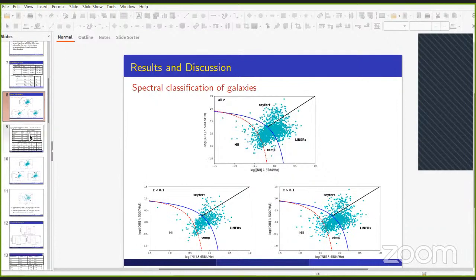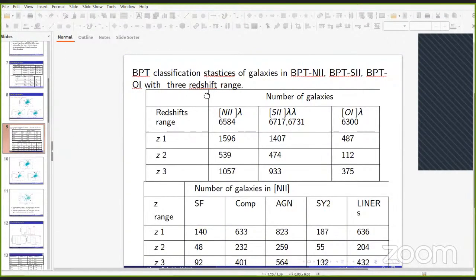And I choose, here are the statistics. I prefer to use the nitrogen 2 line for the number of galaxies, which is 1,596 for all redshift, and this is for low redshift ranges, and this one is for high redshift ranges. I did it for the three of them: for the nitrogen 2 line, for the sulfur 2 line, and for the oxygen 1 line.